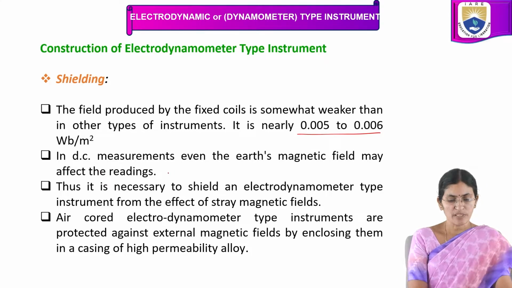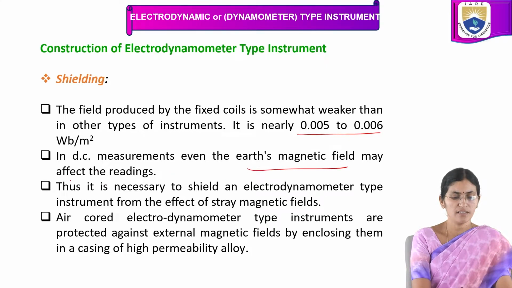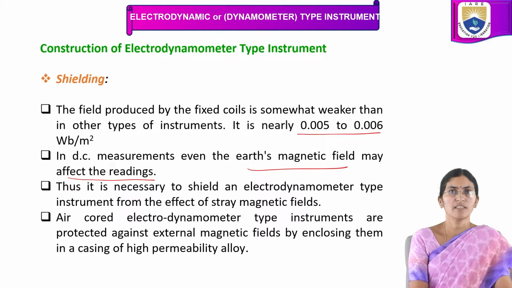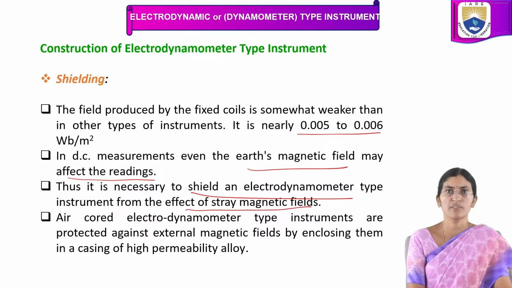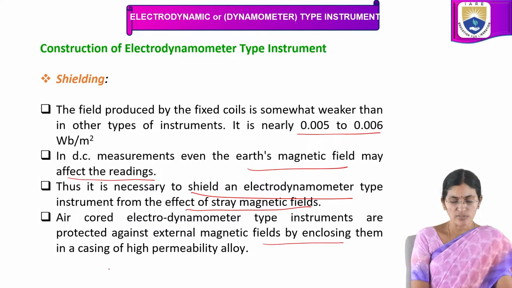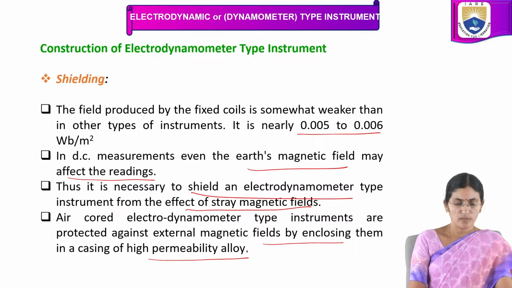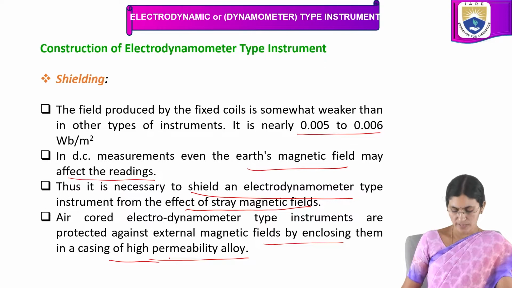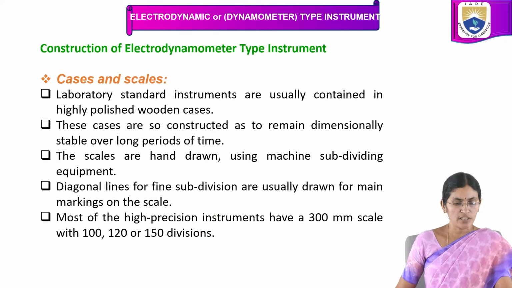In DC measurements, even the Earth's magnetic field can affect the readings. Therefore, it is necessary to shield an electrodynamometer type instrument from the effect of stray magnetic fields. Air-cooled dynamometer type instruments are protected against external magnetic fields by enclosing them in a casing of high permeability alloy. Or we can use laminated steel shields for shielding purposes.